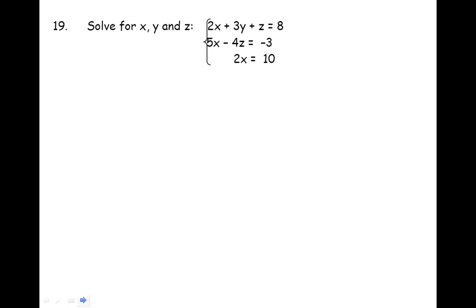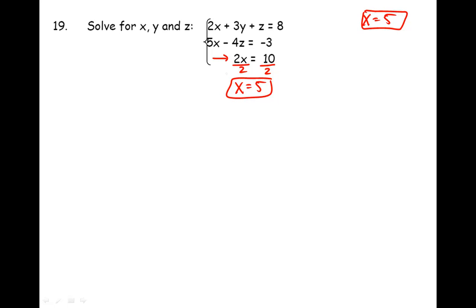Number 19, solve for x, y, and z. So it's a system of 3 variables. Now, what we need to recognize is that this last equation just has 2x equals 10, so it should be easy to solve for x right away. To do that, we divide both sides by 2, and x is equal to 5. So I'm going to write that over here to the side.